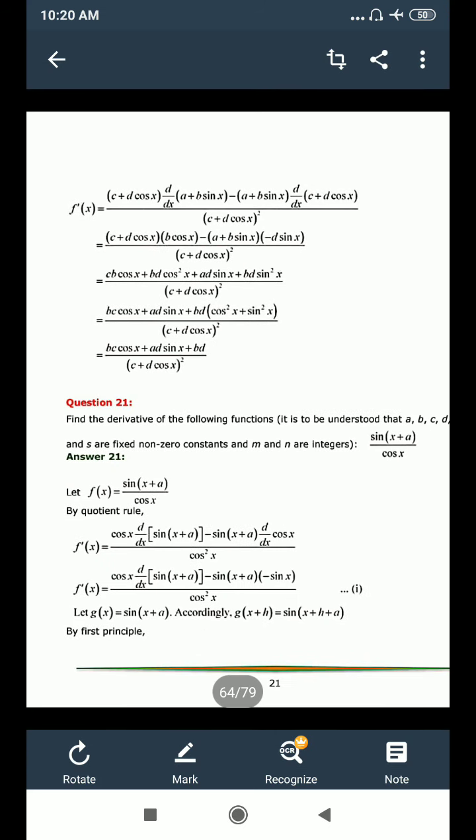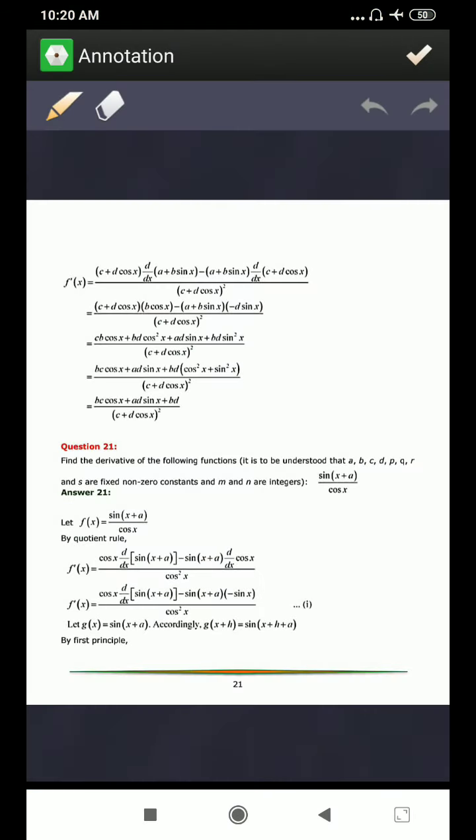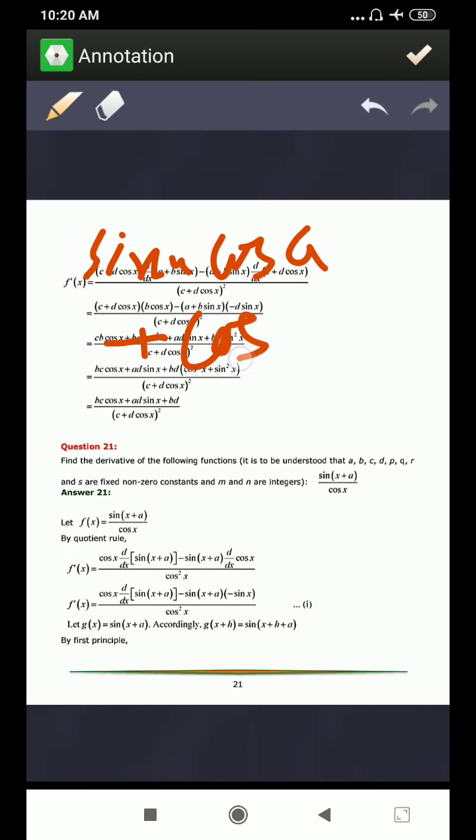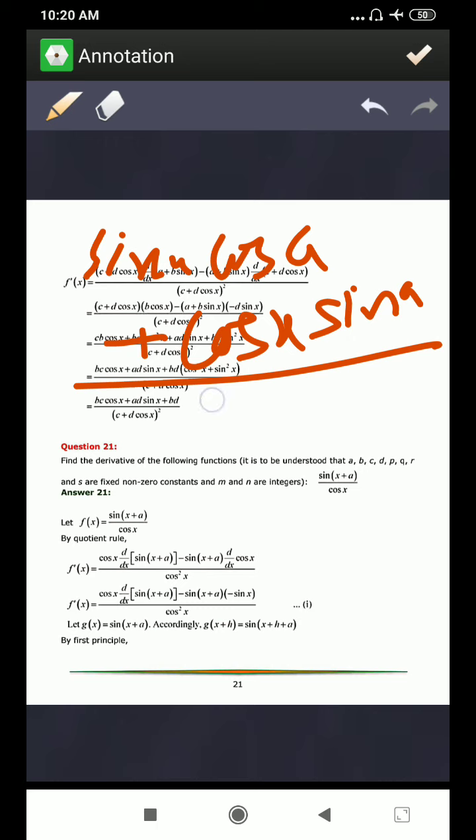Question number 20. Sin x plus a upon cos x. So that I am explaining here. You have to differentiate it. So before differentiating, I will open the numerator using the formula sin x plus a: sin x cos a plus cos x sin a, divided by cos x. So divide this term by cos x separately and this term by cos x separately.